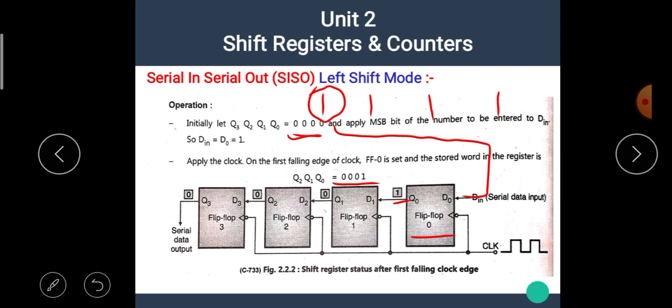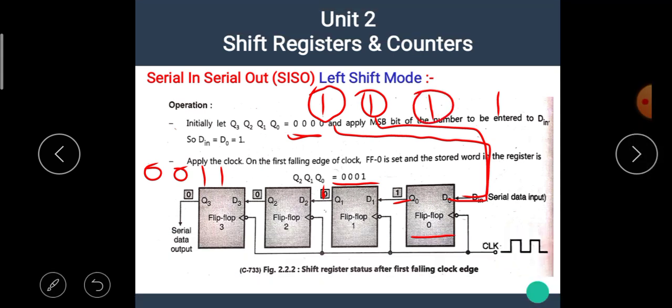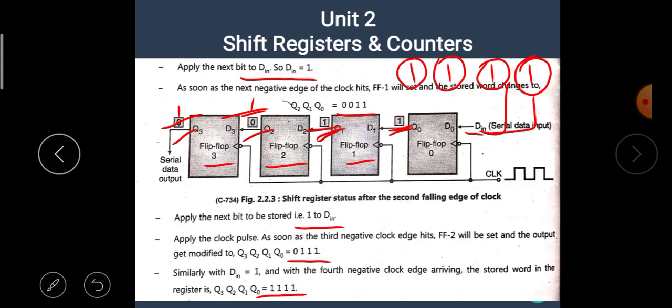Then apply the second bit to the data in, then at the negative edge flip flop 1 sets, hence we get the data 0 0 1 1. Then apply the third bit to the data in, then flip flop 2 sets, hence it becomes 1 and our data becomes 0 1 1 1. At the application of the fourth bit to the data in, flip flop 3 is in set mode, hence we get the data 1 1 1 1. I hope you all understand the operation clearly.